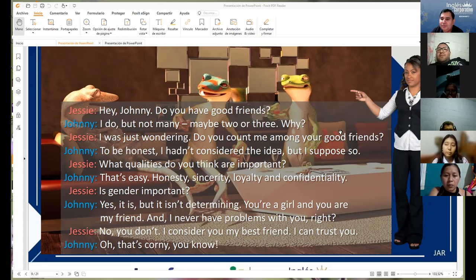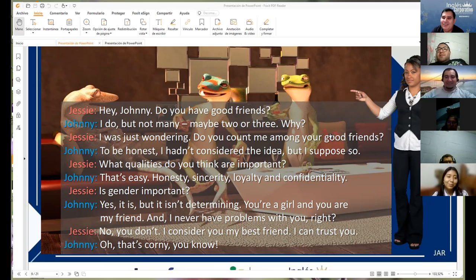Corny is cuando es romántico, pero muy dulzón. What do you say? Meloso. Cursi. That's corny, you know. It's cursi. Yeah, it's cursi. Okay, corny. It's dulzón.